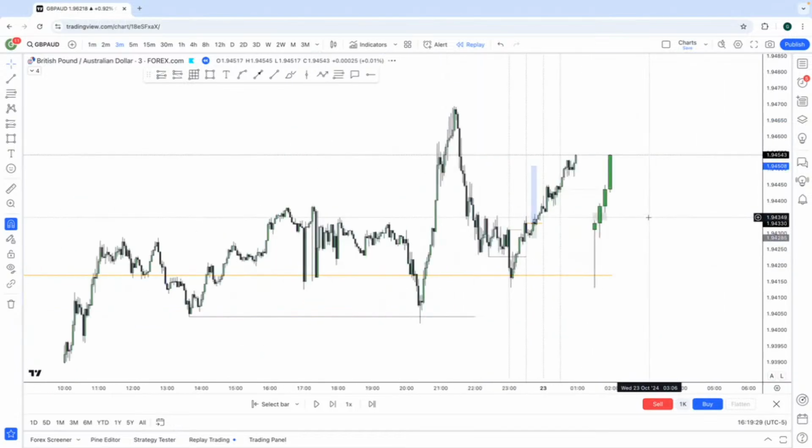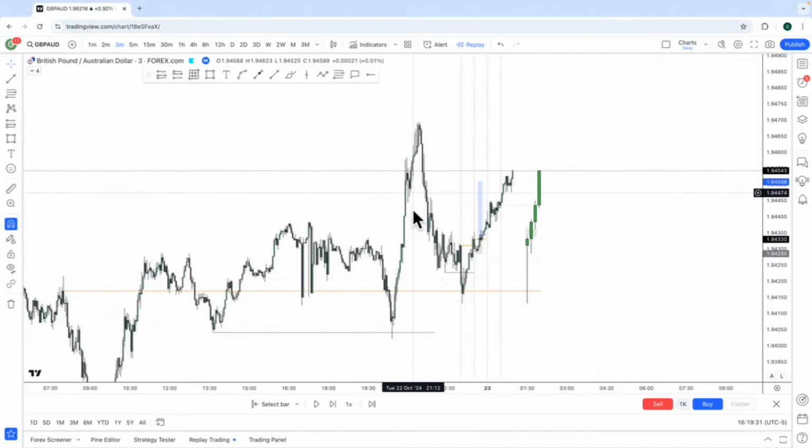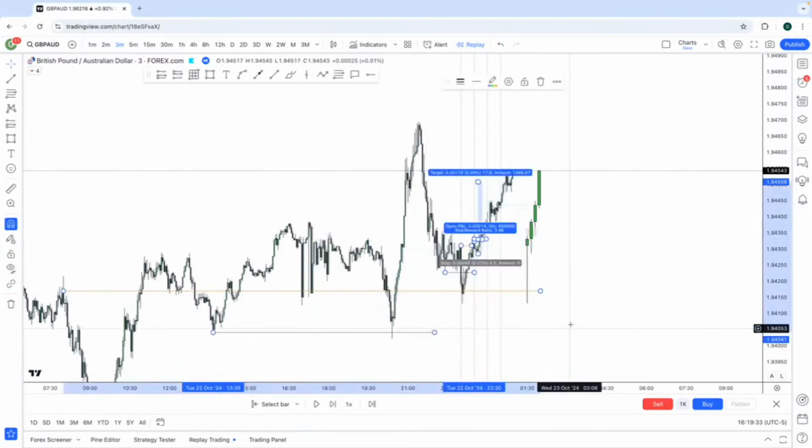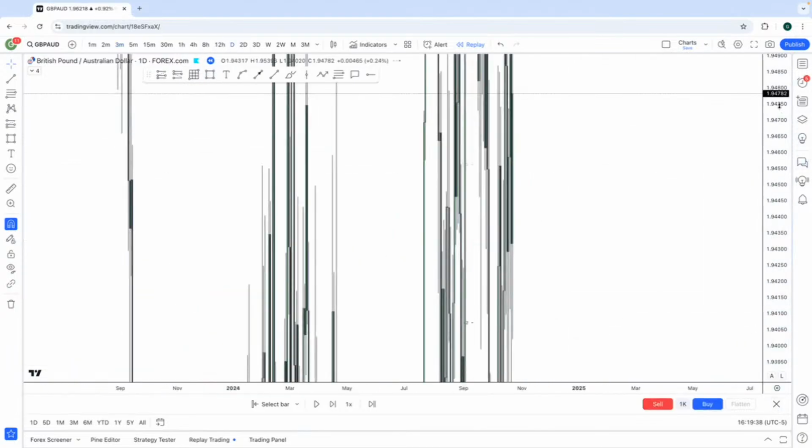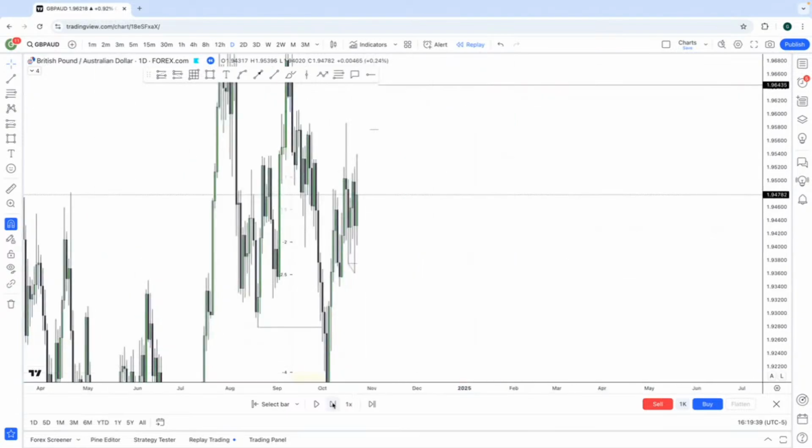Multiple examples on pretty much this one day. Now let's look at the next day. Perfect. So again, we'd still be anticipating longs.